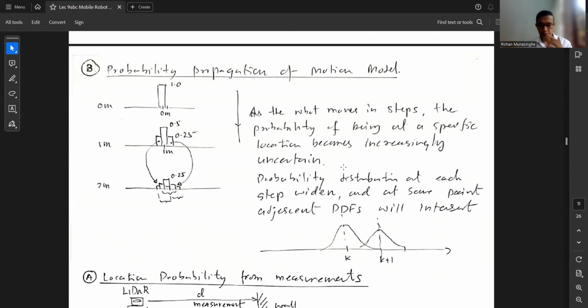So with that, we can come back to our localization discussion and try to apply some of these probability theories to find out where the robot is and what is the variability of the position. So any questions, please, up to now?